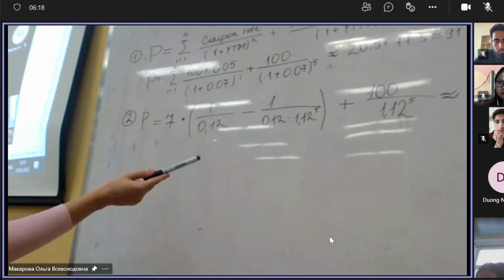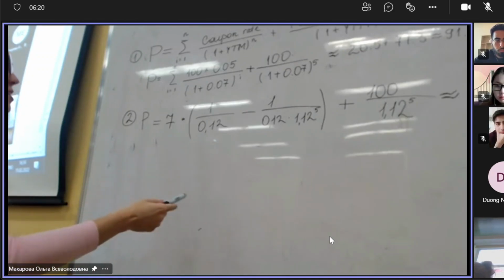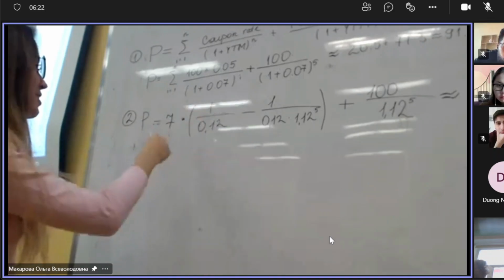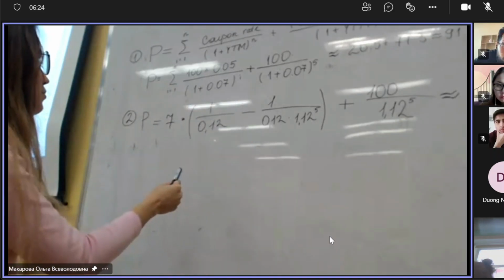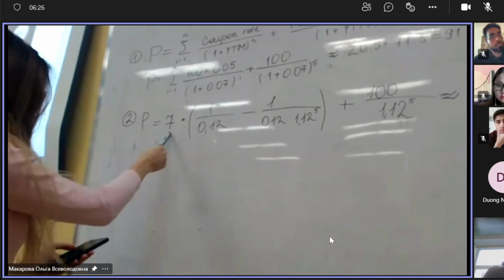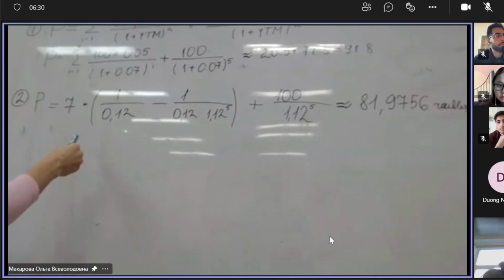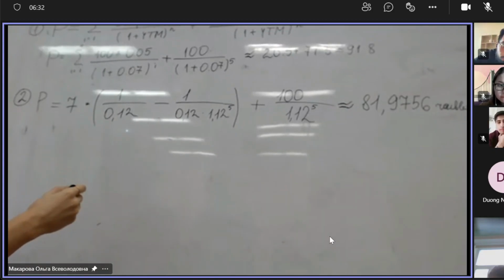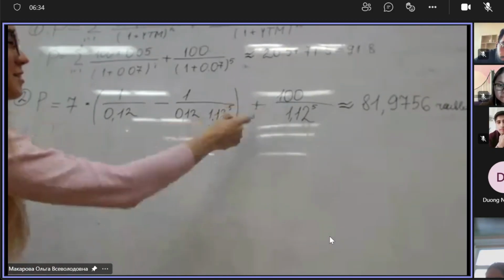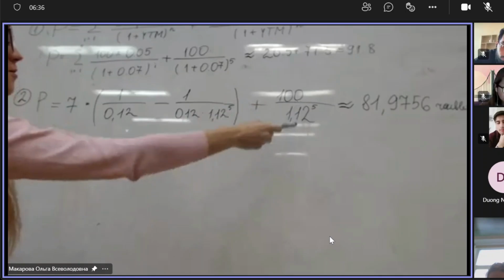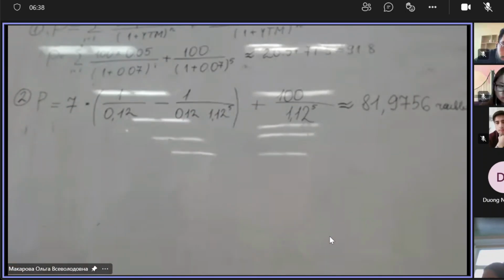Yes, here I did in a similar way. Here I calculated coupon and annuity on coupons. And here separately with face value of the bond itself.